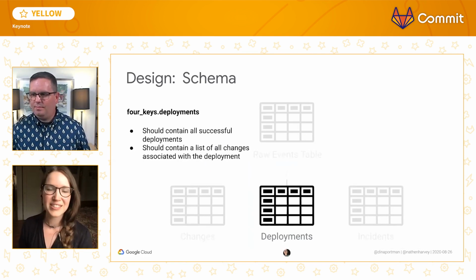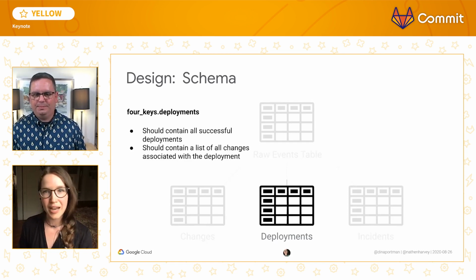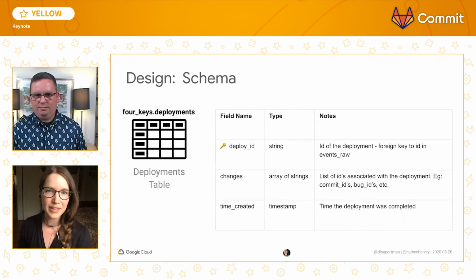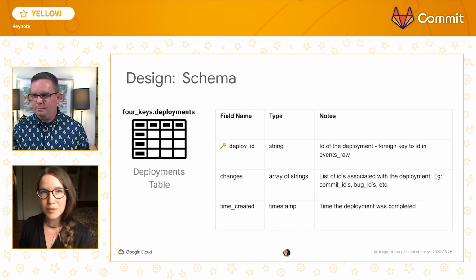Deployments is the first of the derived tables. This table is updated daily via a BigQuery scheduled query, and the transformation is done entirely via SQL, making it really easy to update. Each row should be a successful deployment, and each deployment should have a list of all the changes associated with that deployment. The schema here is pretty straightforward and relatively self-evident. The interesting part is that this table is materialized via the SQL script from the event's raw table, so it's flexible enough to consider different business use cases.